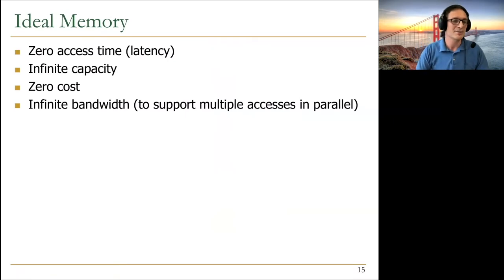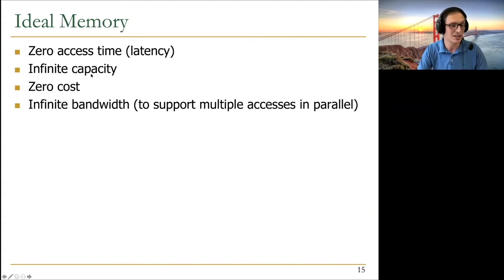Okay, but with that background, why is it happening? Basically, we want ideal memory overall, because we want zero access time to get our data so that we don't stall the pipeline. We want infinite capacity so that we don't run out of space, so that the programmers don't go crazy. We're going to talk about that later on also.